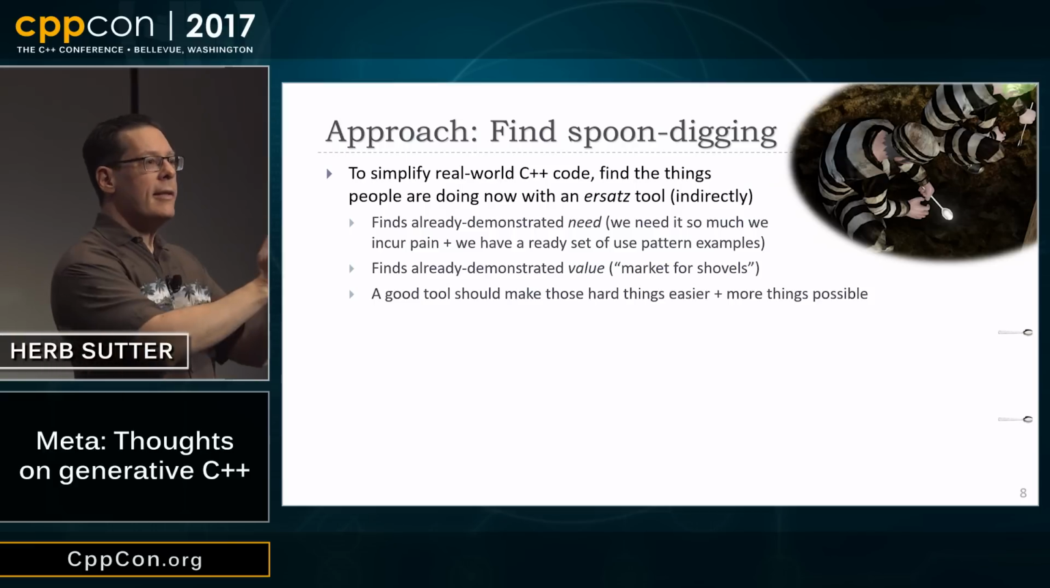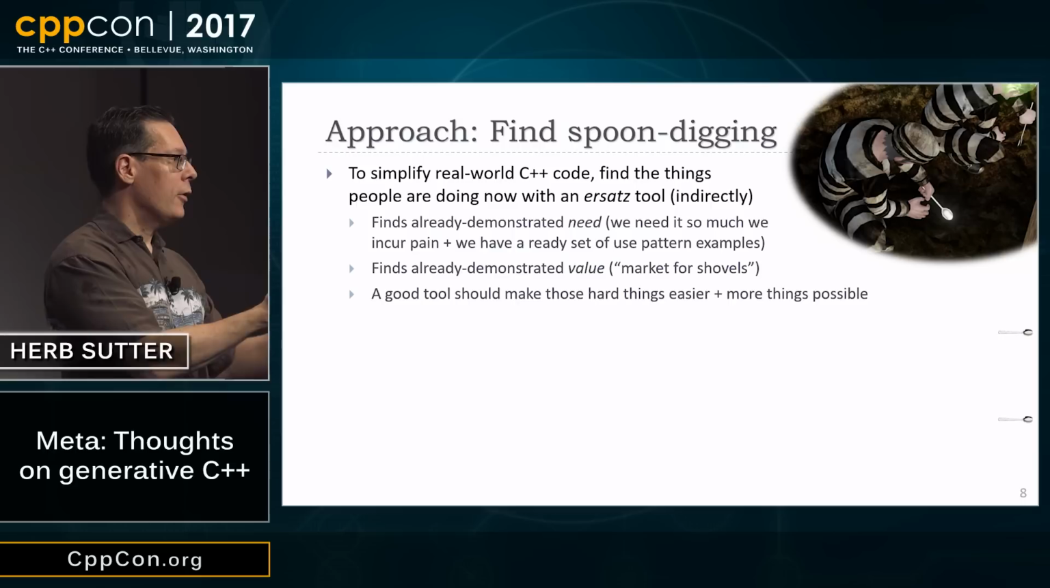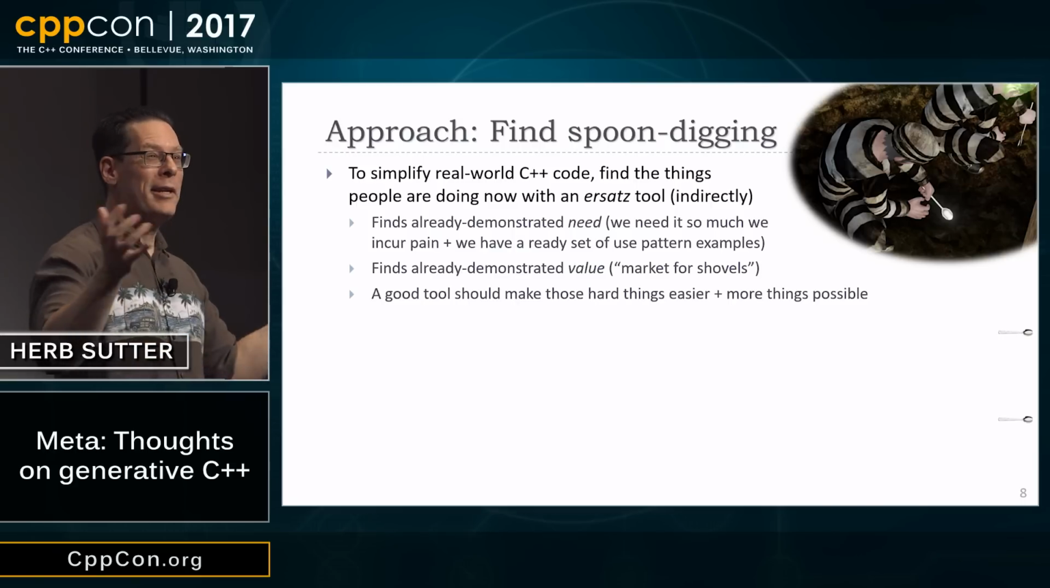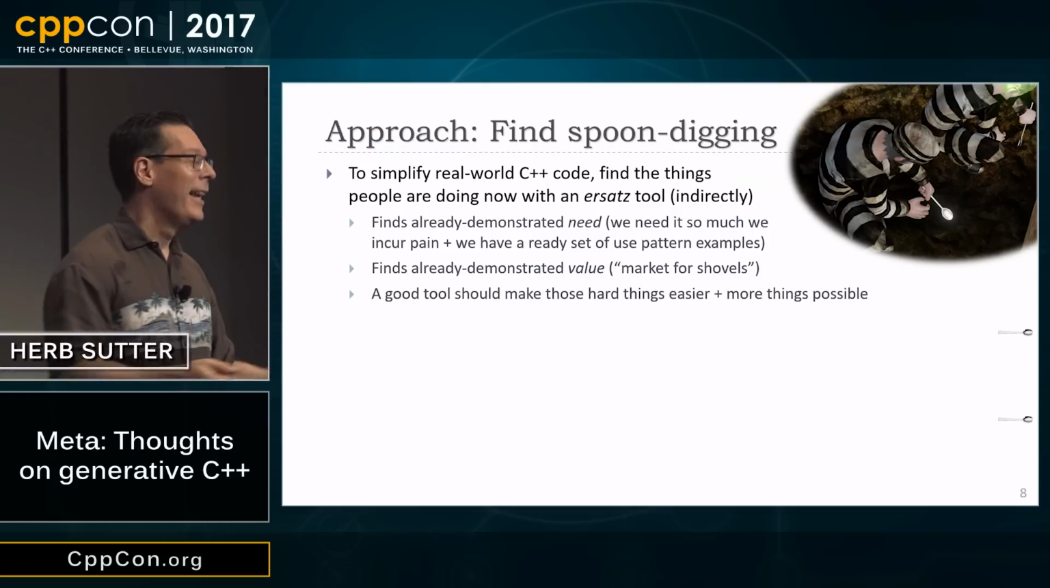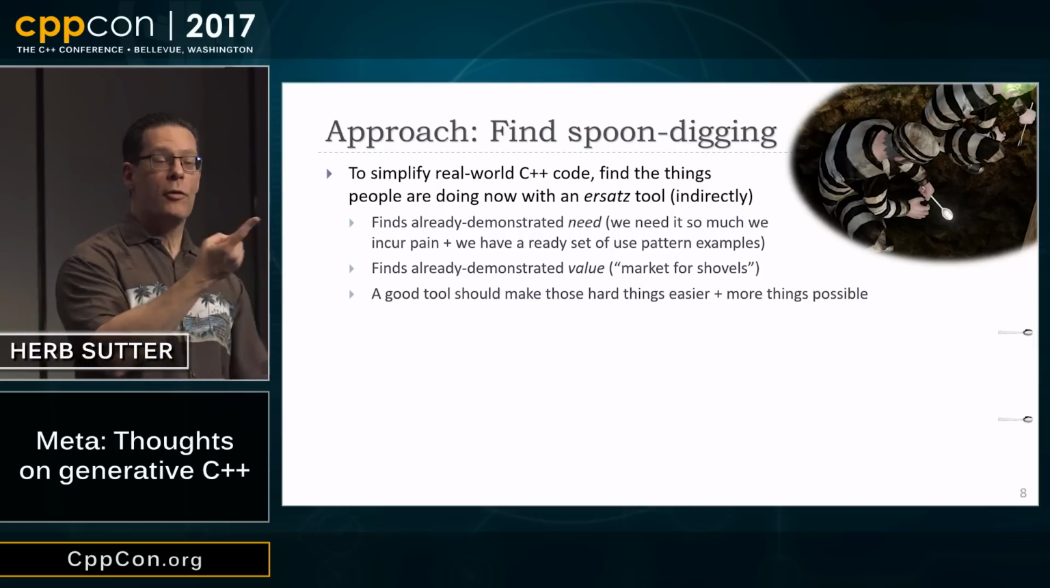So if you find something that people are already doing with inadequate tools that express things indirectly, like, look, templates are Turing complete. I'll bet we can compute some stuff at compile time with that. And they're willing to endure that much pain to get that effect, that tells you there's a market for shovels.